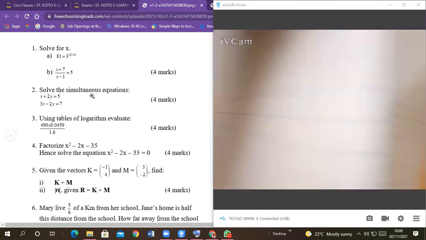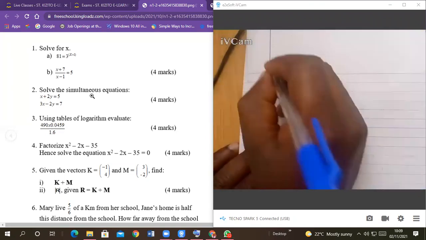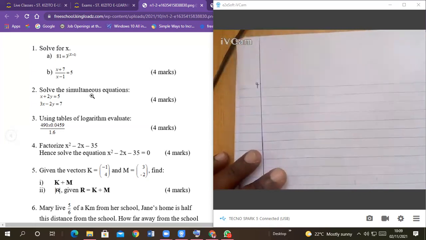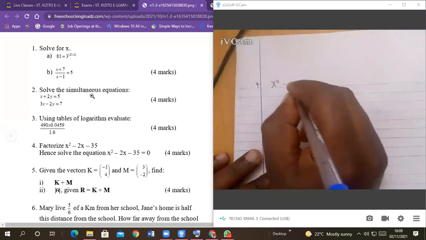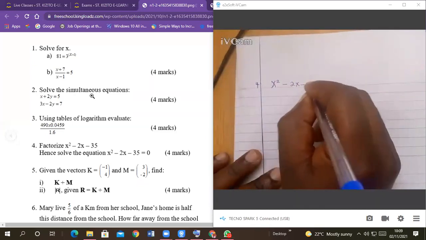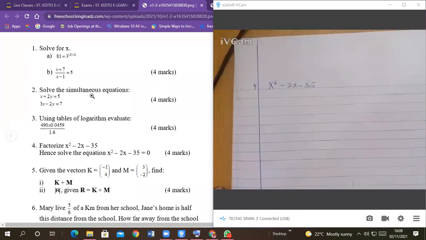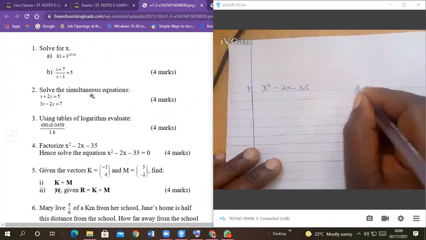So we can go to question number 4. Question number 4 is telling you to factorize x squared minus 2x, then minus 35. First, factorize that. So we can prime factorize 35, and you see.